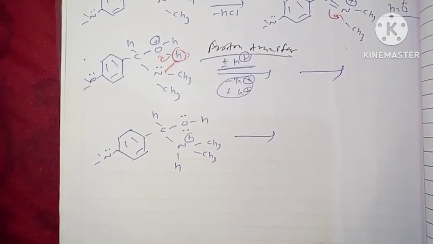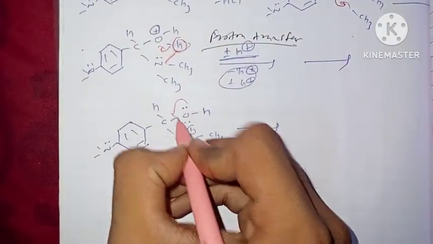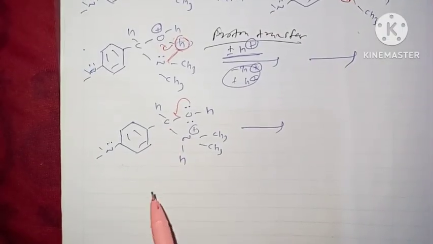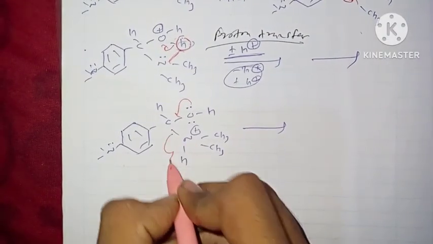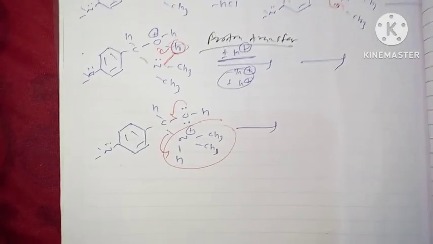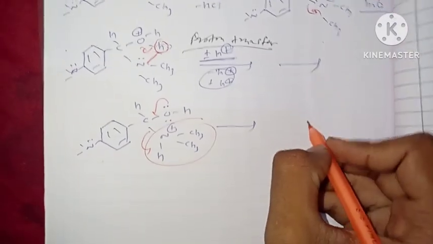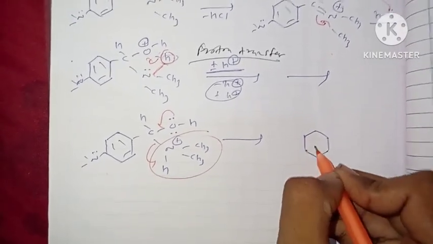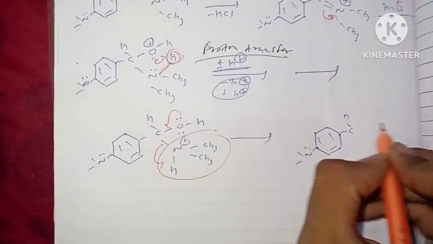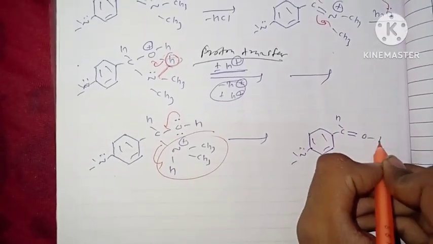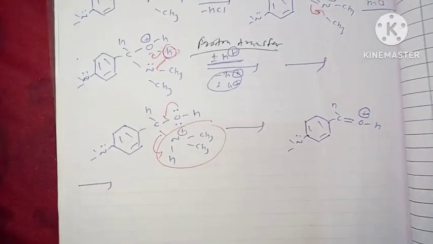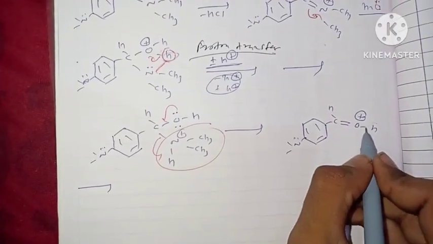Now this oxygen donates its lone pair toward here. So carbon carries 5 valency one more time. So this whole group departs, and the structure looks like this. Now nitrogen having 2 methyl groups, carbon having hydrogen, there is a double bond oxygen and oxygen. Now oxygen carries a positive charge, and simply this H plus is going to be removed here.